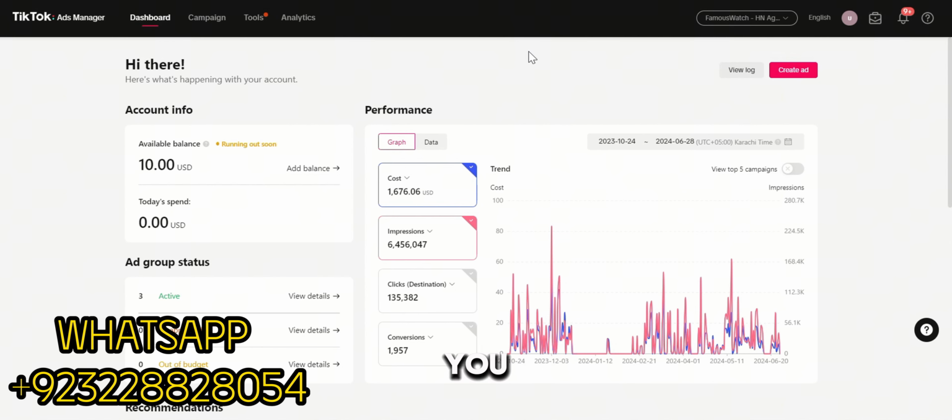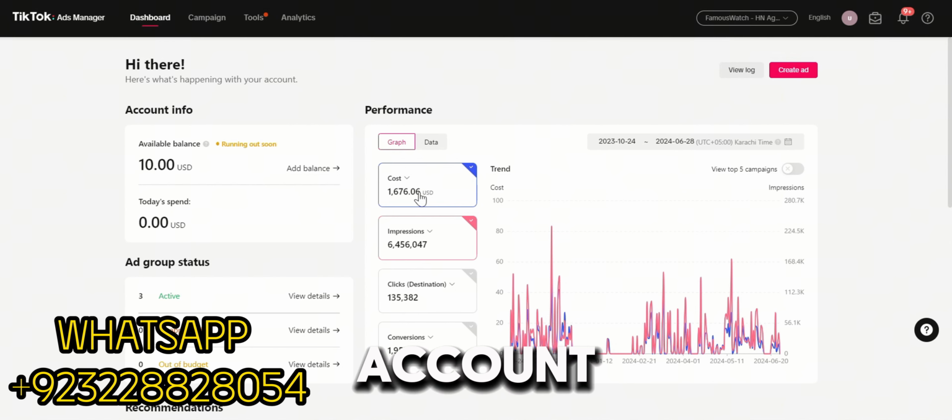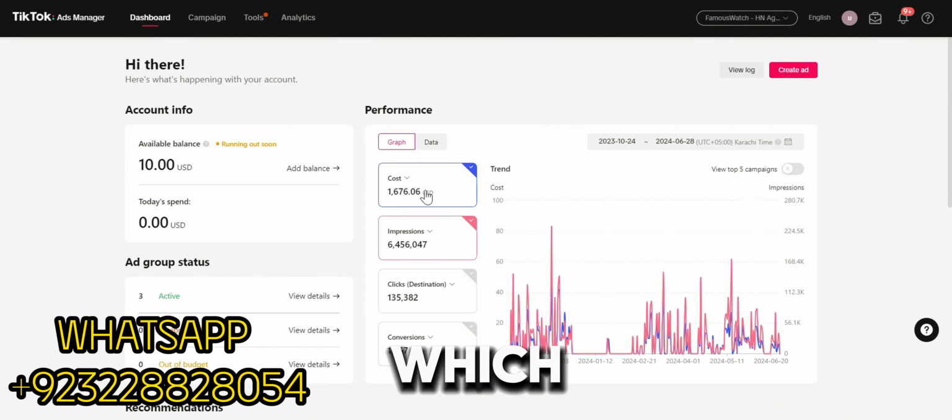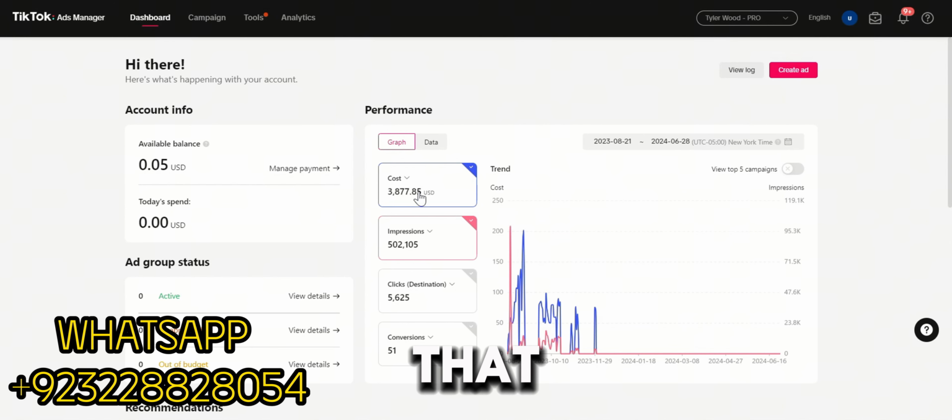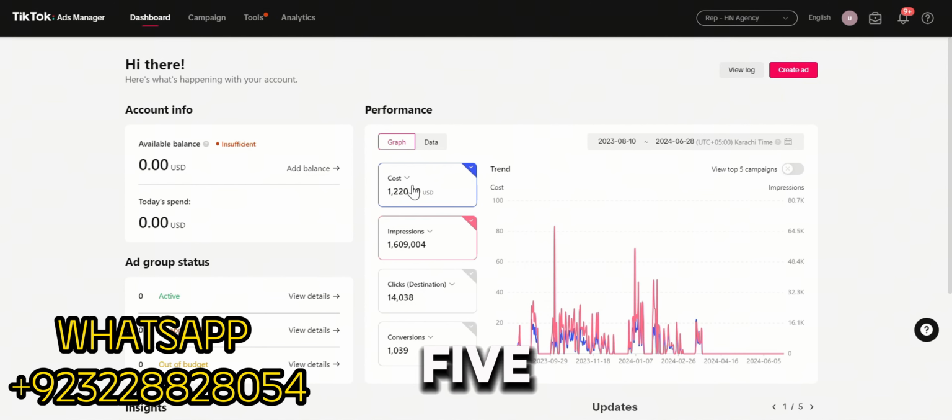First solution is you can buy a warm up account. Warm up account means a pending account, an account which is already used by someone else and already had some amount of dollars spent in it. Okay, I will show you some accounts that I have. I have a lot of accounts, but I will show you 4 to 5 of them. If you want any account, you can reach me out on WhatsApp.